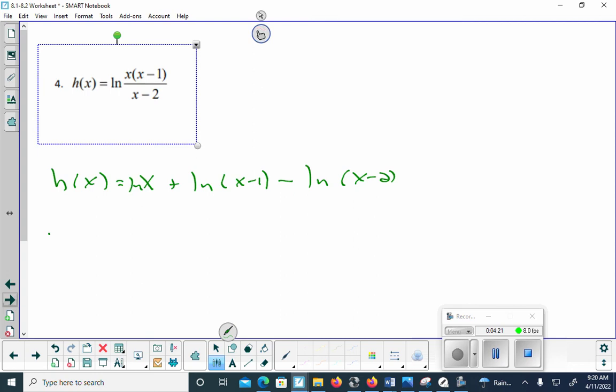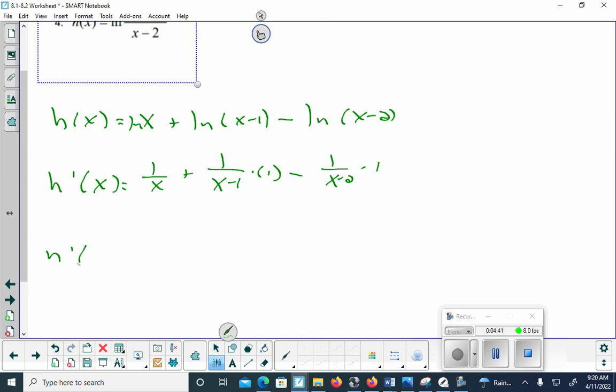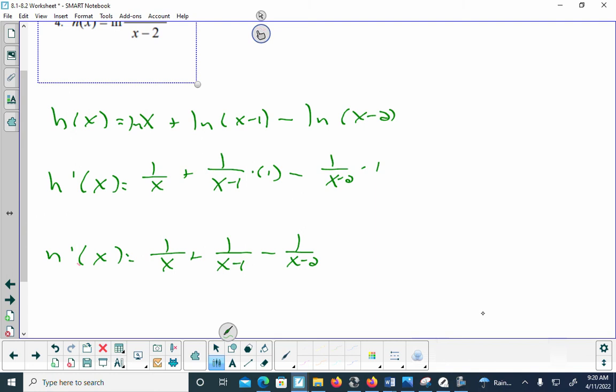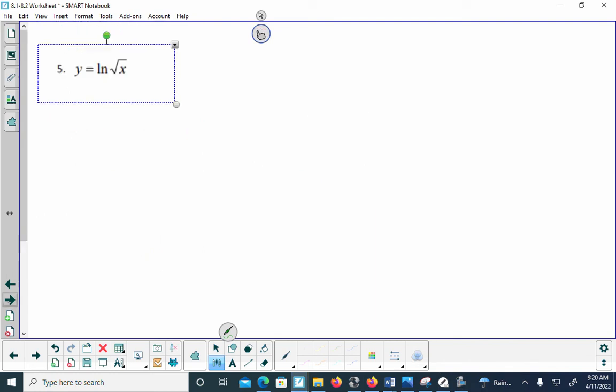Much, much easier. When I do that, the derivative of natural log of x is going to be 1 over x, plus 1 over x minus 1 multiplied by the derivative of x minus 1, which is just 1, minus 1 over x minus 2 multiplied by the derivative of that, which is just 1 as well. So my final answer is 1 over x plus 1 over x minus 1 minus 1 over x minus 2. I can leave it like that, or I can combine it into one denominator, but I'm going to leave it like that.